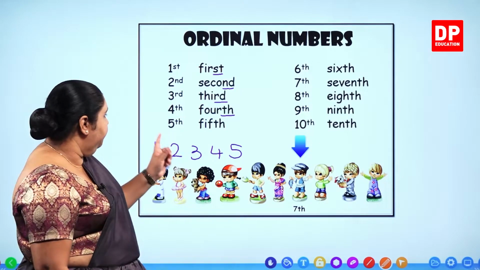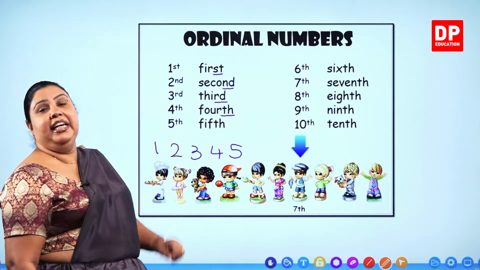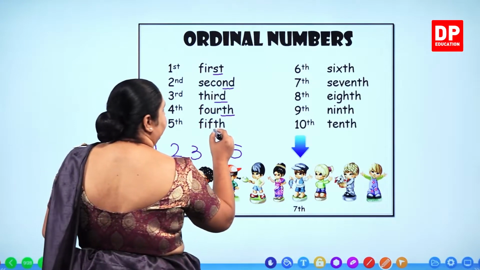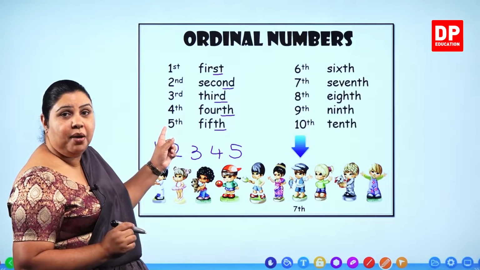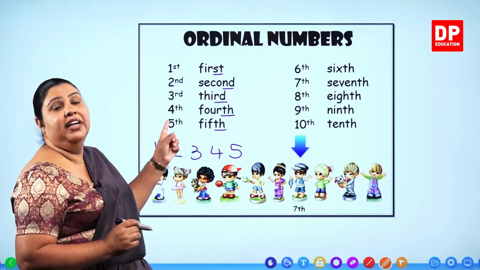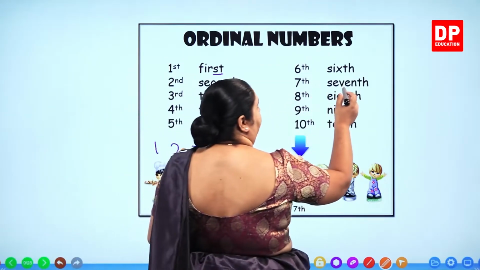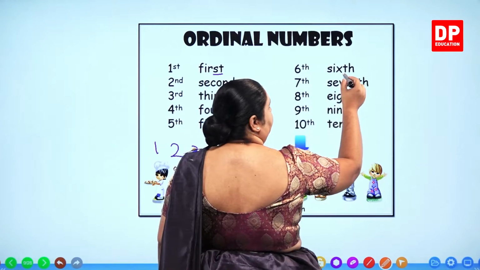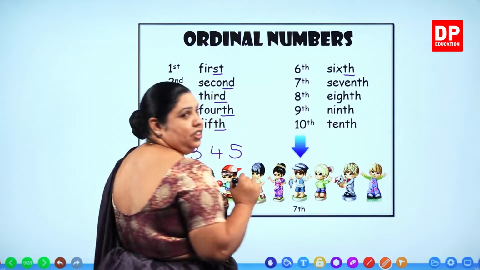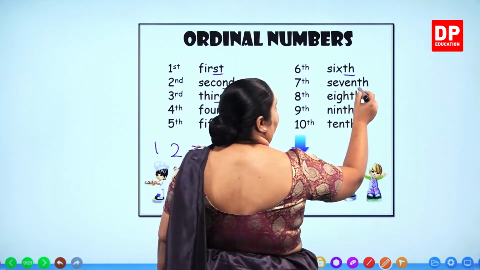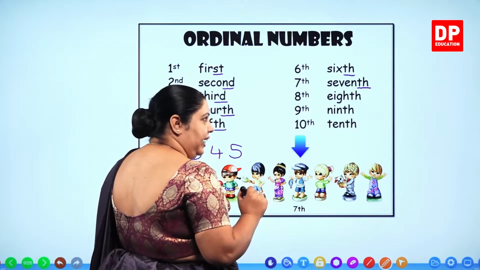Fourth. Fifth. Look at the next one. Fifth. F-I-F, T-H. So once again we have letter T and H as the last two letters, and then when we write it in number we say fifth. 5, T and H. Fifth. The same way, number 6th. Here number 6, and we have the last two letters T and H. So you write 6 and you write T and H. Okay. 7th. 7 and TH. So you write number 7 and you write T and H.